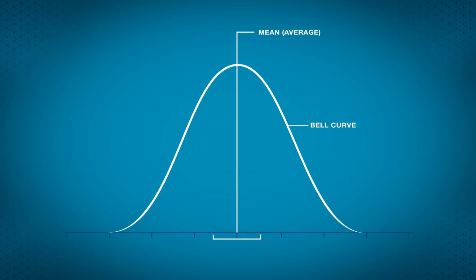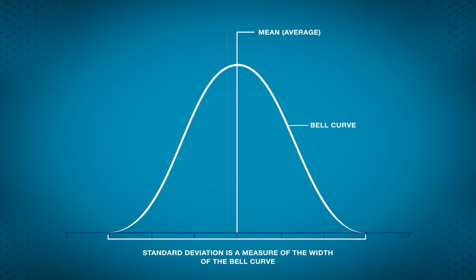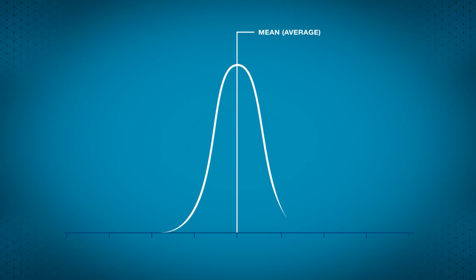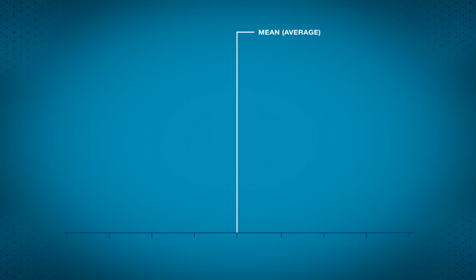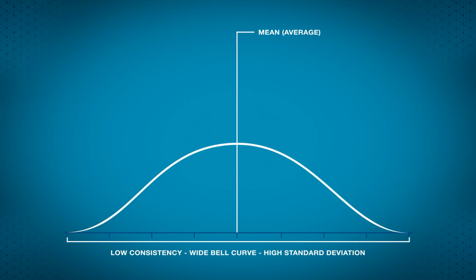The distance from the mean is determined by the consistency of the property, which is usually measured using a statistic called standard deviation. High consistency means most of the values are close to the average, resulting in a low standard deviation and a narrow bell curve. Low consistency, on the other hand, is indicated by a high standard deviation and a wider bell curve.